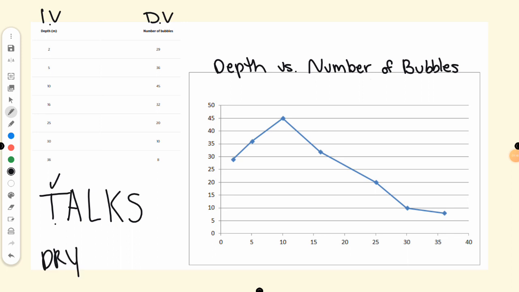MIX. So we have the dependent variable, which is our number of bubbles, is responding, and it goes on the y-axis. This is the y-axis. So I will put the label number of bubbles on my y-axis.